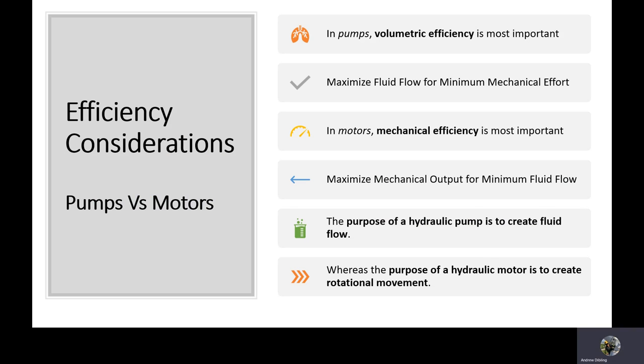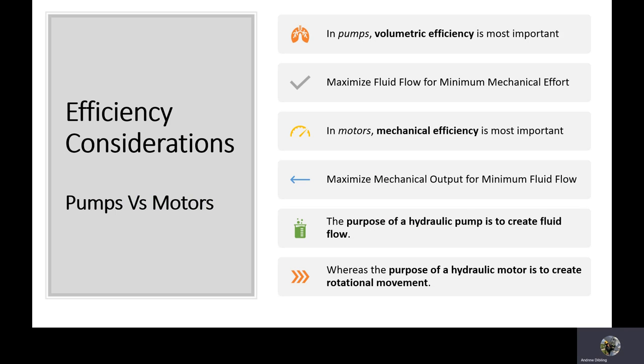Okay. Now, there are some things you have to look at in terms of efficiency considerations when you're looking at pumps versus motors, and this is a good way to circle back around to pumps, which we covered a few weeks ago. In a pump, volumetric efficiency is most important. In other words, I want to use the least amount of mechanical effort I can to get the maximum amount of fluid flow through, and that makes sense.